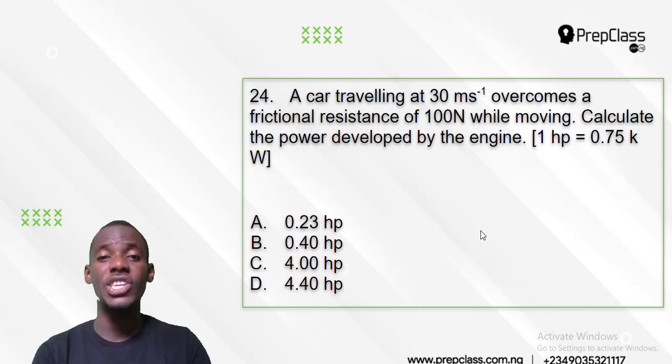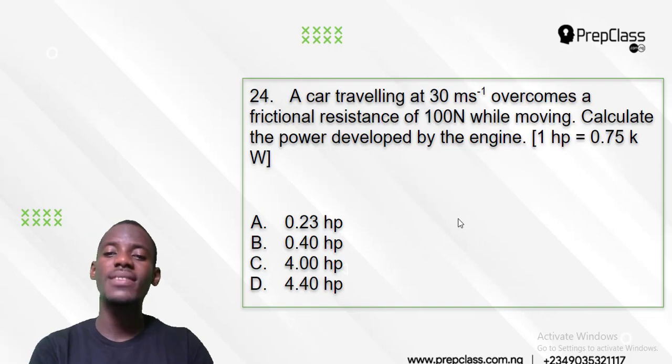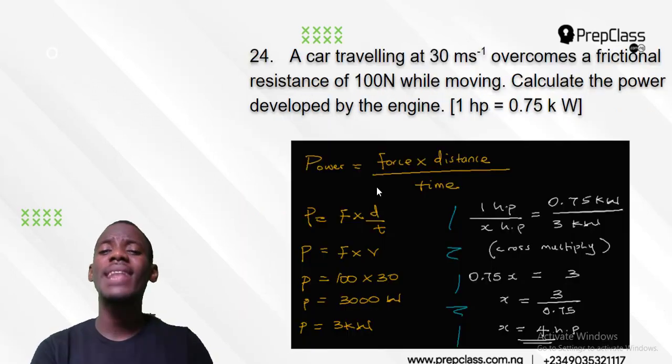Calculate the power developed by the engine. 1 horsepower is 0.75 kilowatts. Now look at this. This is just asking for power, right? But there's a problem here.